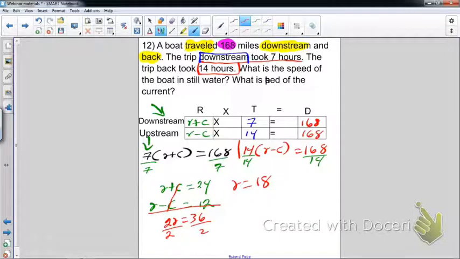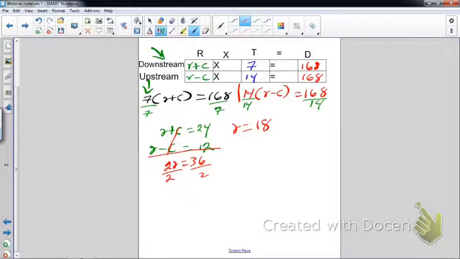So all I need to do now is go back to one of these two equations and then substitute what I know about the speed and then solve for c. So let me make myself some room here. I'll put a line.